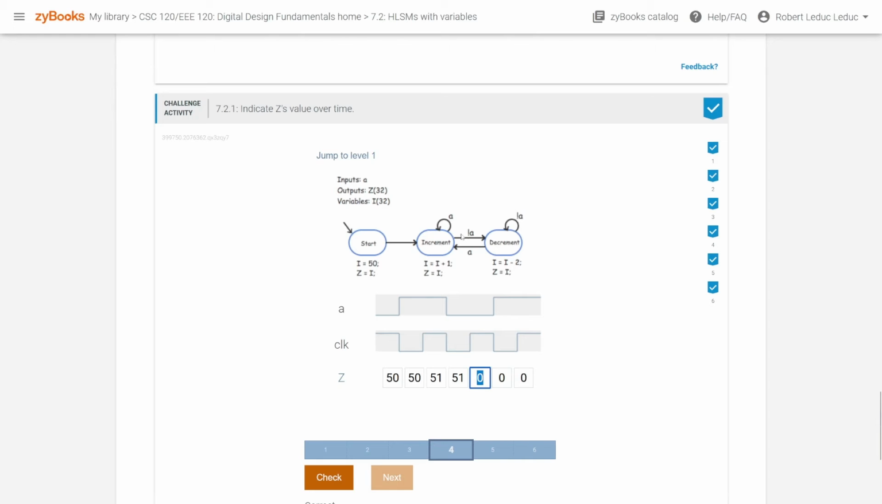And according to the diagram, a value of 0 for A, or not A, right? So the exclamation point before the A means not A. We're going to transition from the increment state to the decrement state. And in the decrement state, we're going to take the current value of I, which is 51, subtract 2, which will give us 49, and the output z is going to be set equal to that variable, so that value will also be 49.